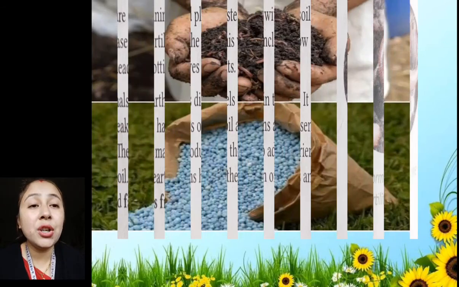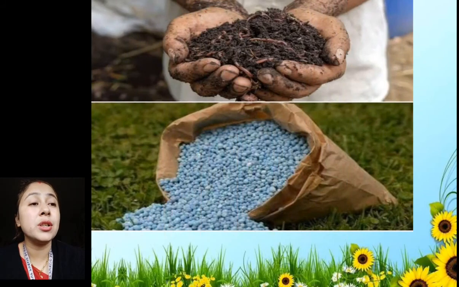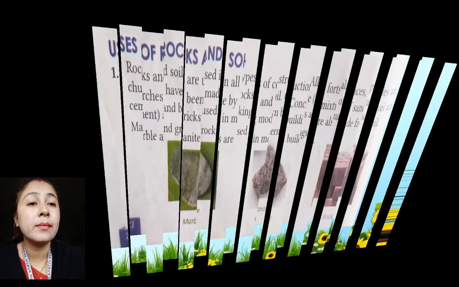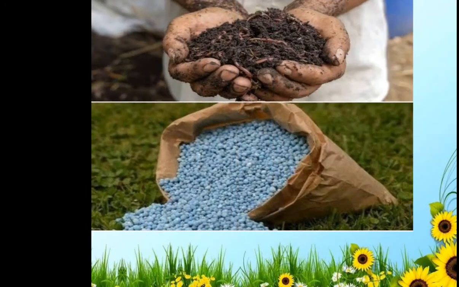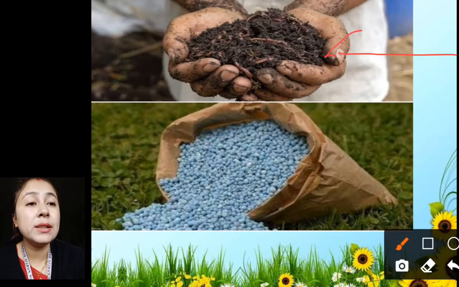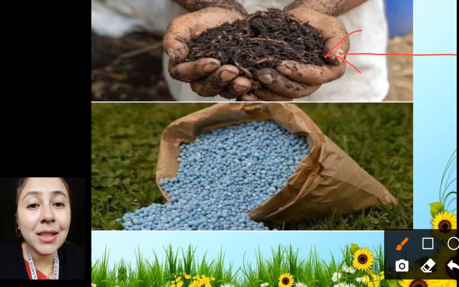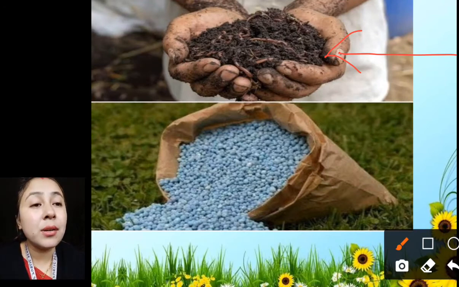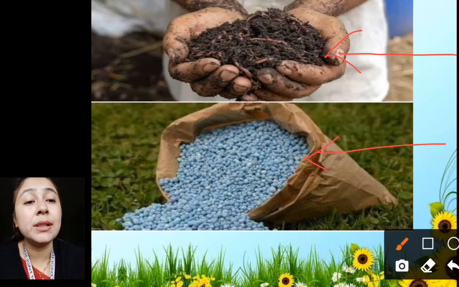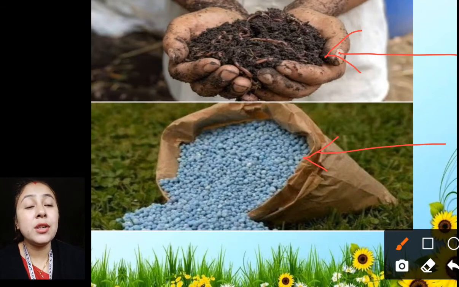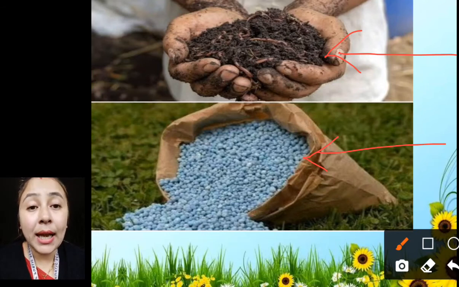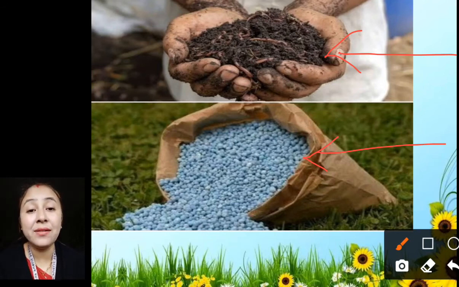So in this picture you can see the top picture. This is manure, and you can see in the farmer's hand there are lots of earthworms also. So this is manure, and this one is chemicals used to increase the fertility of the soil. Understood? Manure is the remains of cow dung, earthworms, dead plants and animals, remains of dead leaves, dried leaves.